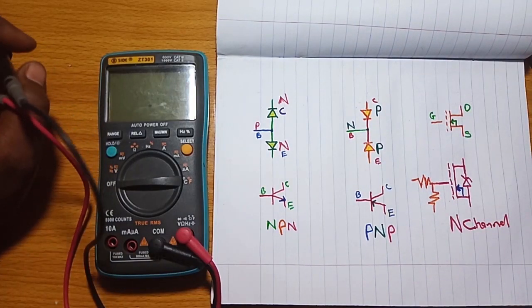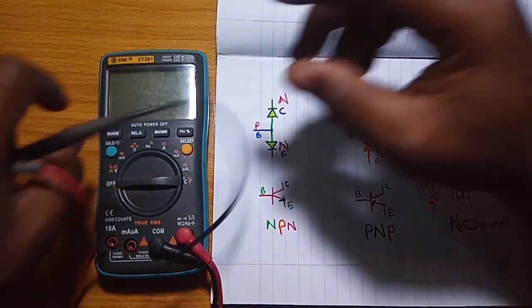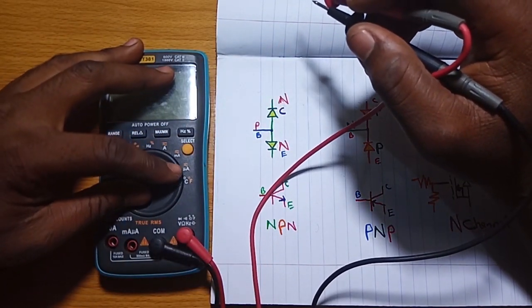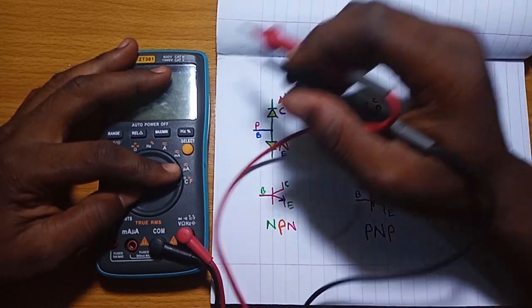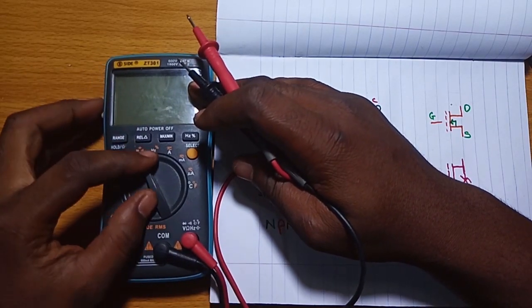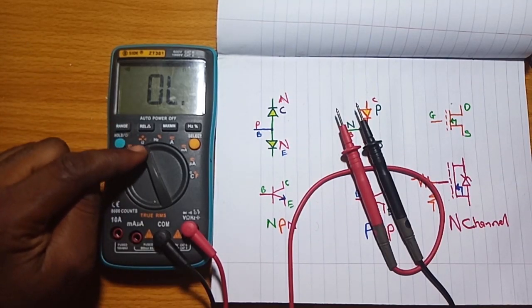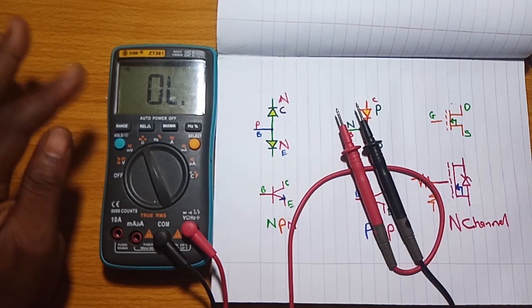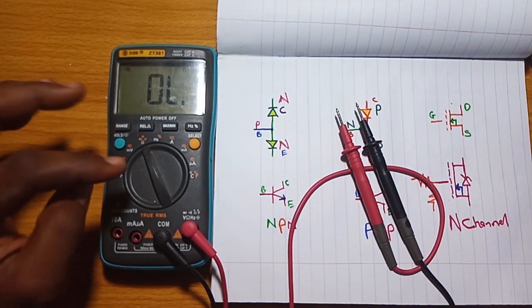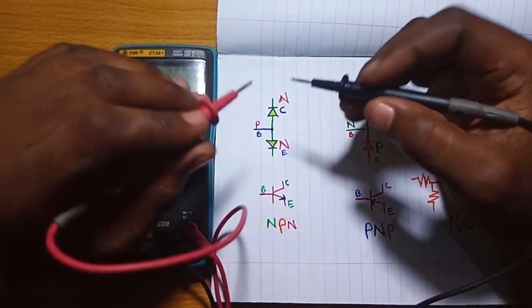Let me show you how to do that in order to identify which one is a PNP and which one is NPN. I'm going to show you the example before I bring the actual transistor. I'm using an auto range multimeter. Like I said, we are going to put our multimeter in continuity mode. If you are using another multimeter, just put the diode in continuity mode and let's check. So I'm going to do it like this.